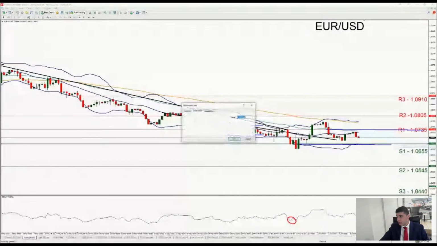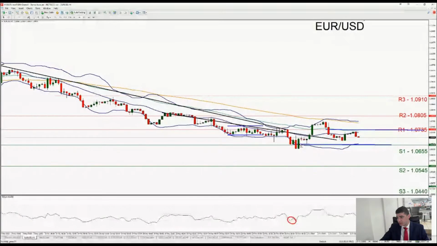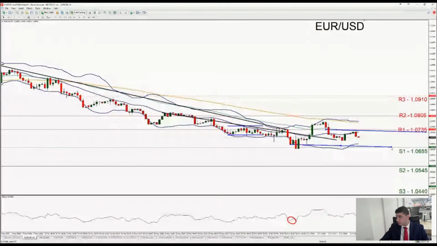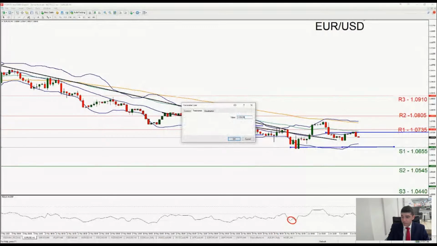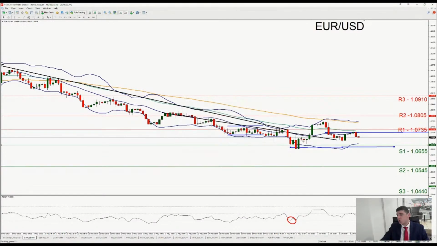So I wouldn't be changing as of yet the support and resistance levels as they continue to be validated by the price action. So personally, I would expect the pair to move in a sideways direction. Now, fundamentally, we note that ECB President Christine Lagarde has been reiterating constantly the need for further rate hikes by the central bank in the future, which may provide some support for the euro.